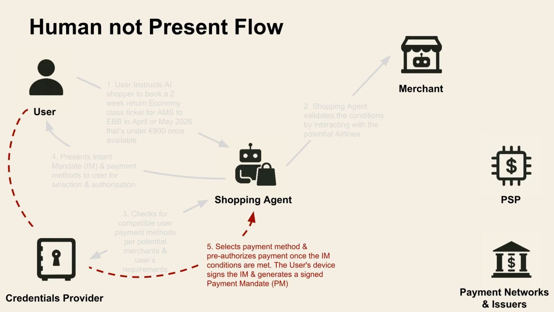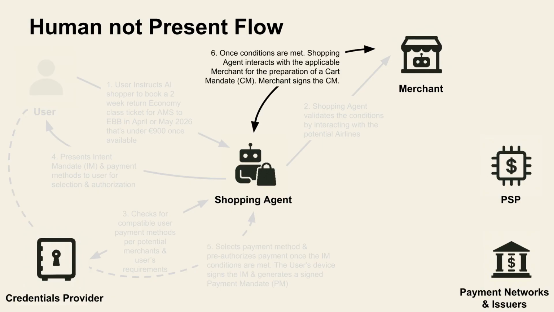Step 5. The user selects a payment method and approves the intent mandate. Specifically, the user's device signs the intent mandate, cryptographically capturing the conditions when the shopping agent is authorized to purchase the tickets in the user's absence. In this step, some form of user authentication is performed that involves the credential provider. A user-signed payment mandate is also generated, capturing the user's authorization to use the selected payment method per the conditions of the intent mandate.